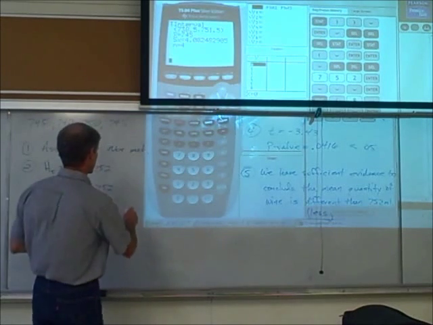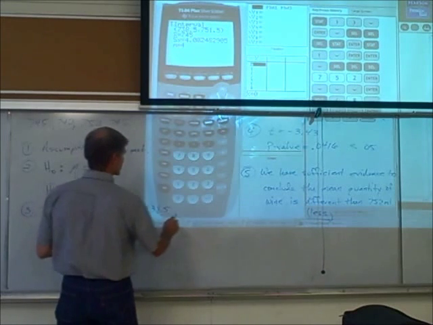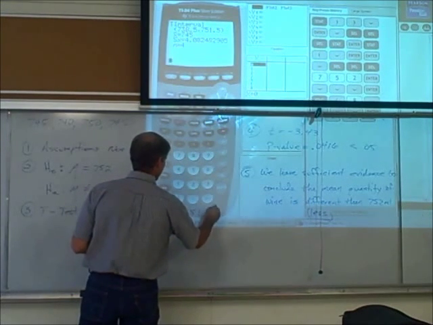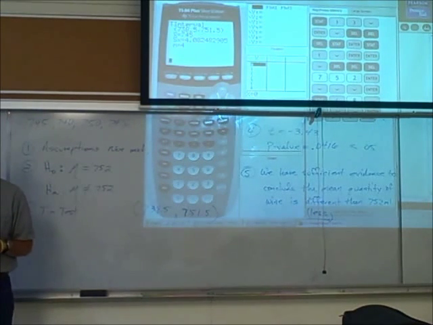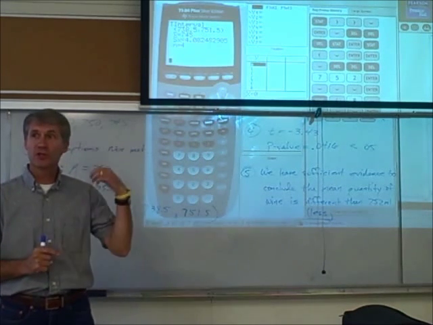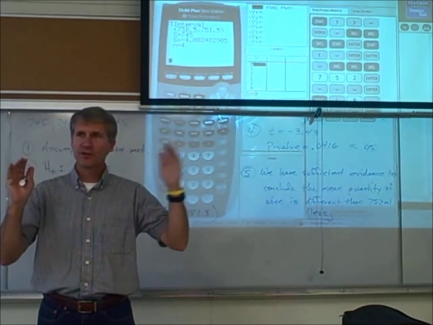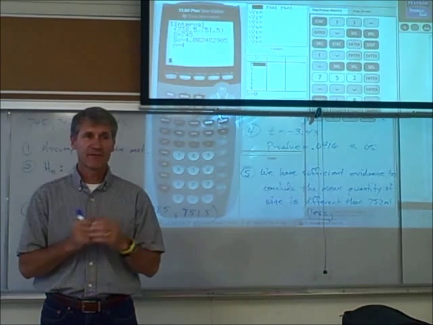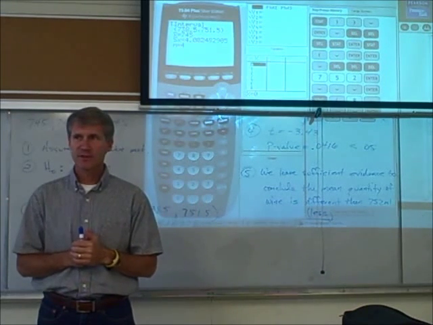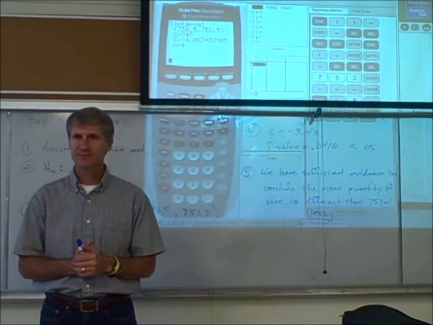So the confidence interval is 738.5 to 751.5. Does it contain the null hypothesis? No. So you can do hypothesis tests using confidence intervals. If the confidence interval excludes the null hypothesis, then you reject the null hypothesis. If it includes the null hypothesis, then you fail to reject the null hypothesis. Right?